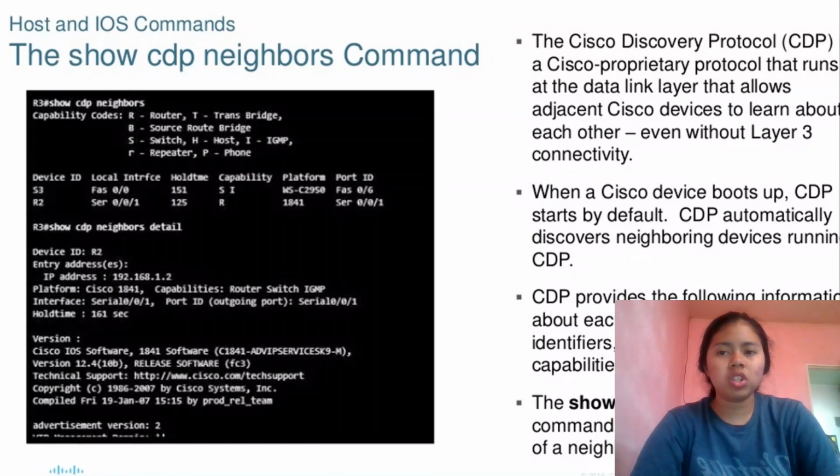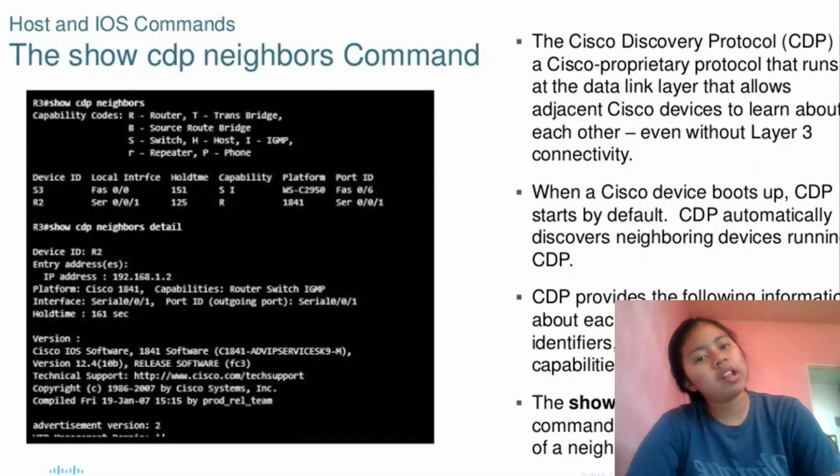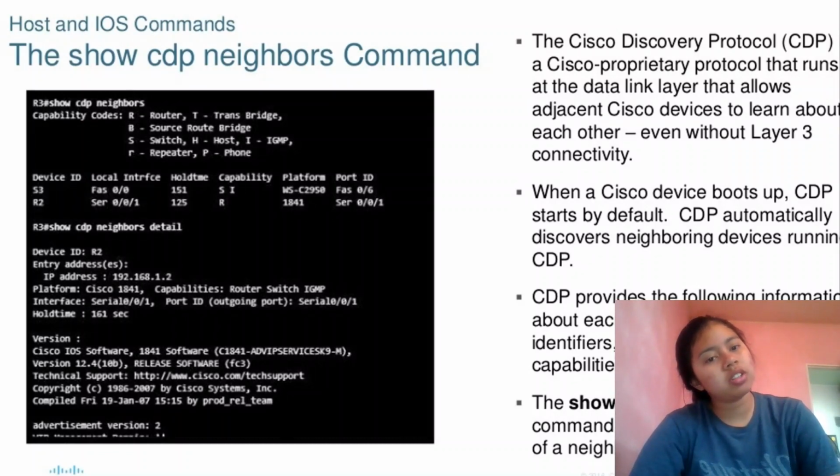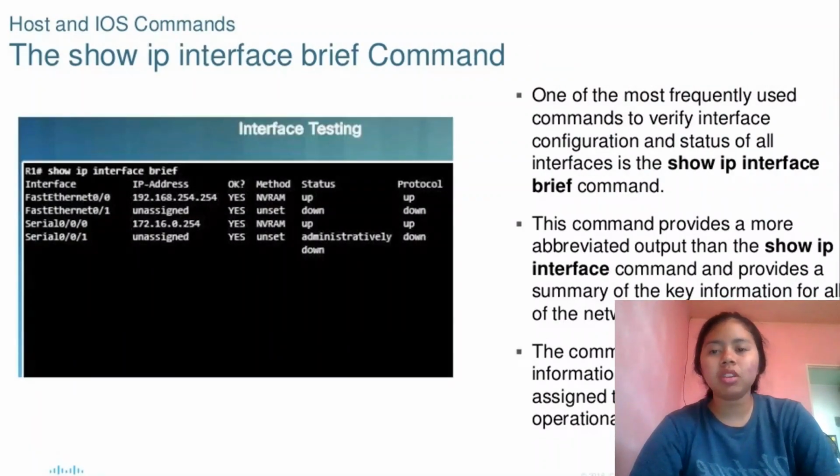The show CDP neighbors command. The Cisco Discovery Protocol is a Cisco proprietary protocol that runs at the data link layer that allows adjacent devices to learn about each other, even without layer 3 connectivity. The show IP interface brief command.